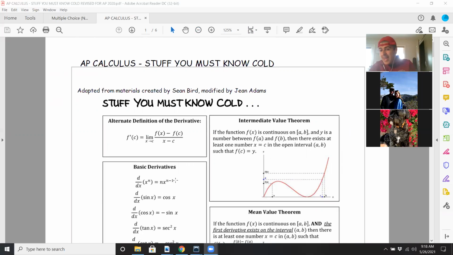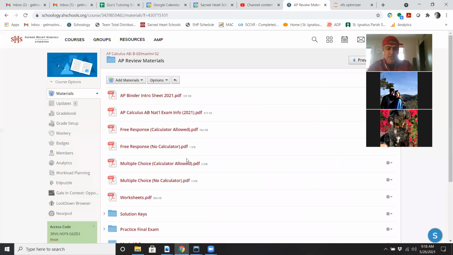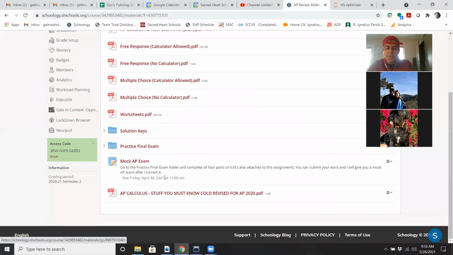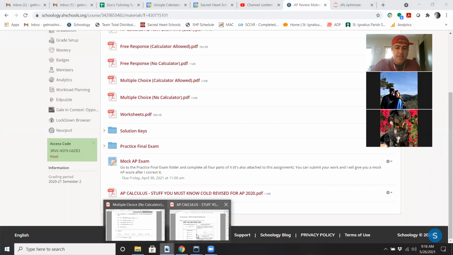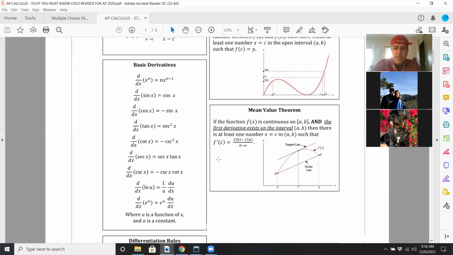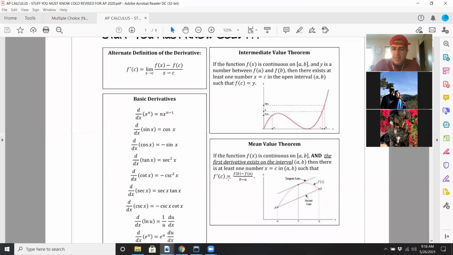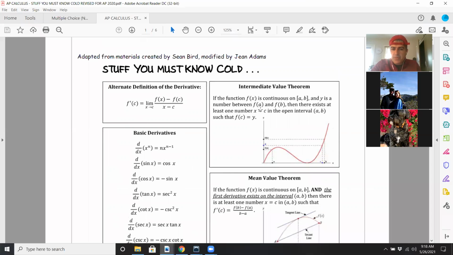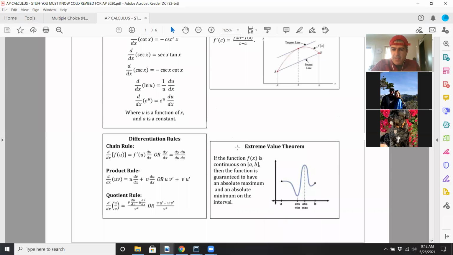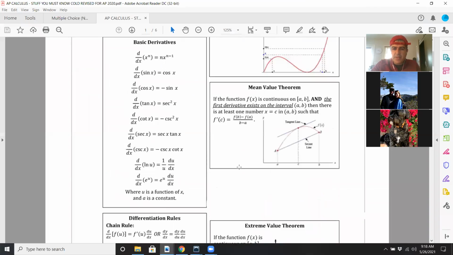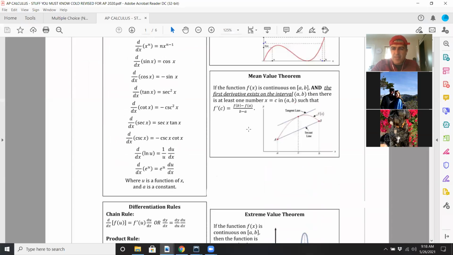And I did add this to the Schoology page. Again, it's just called Stuff You Should Know Cold. You can look at a lot of the theorems. For example, the mean value theorem has a statement that if you're continuous and the first derivative exists, then this happens. Intermediate value theorem is just about continuity, as well as extreme value theorem on a closed interval. That's what's going on with IVT or EVT. But MVT involves an assumption of continuity and differentiability.